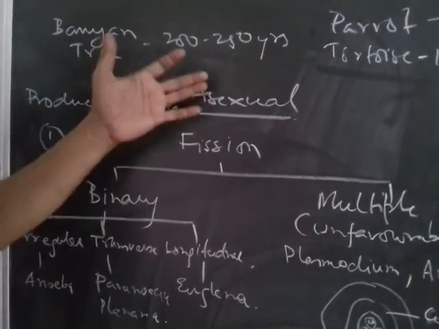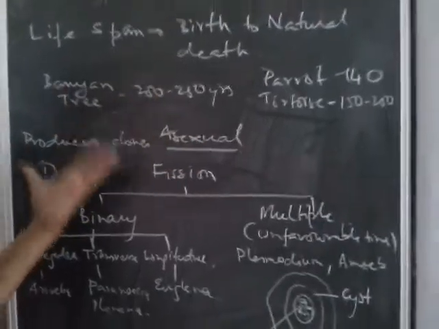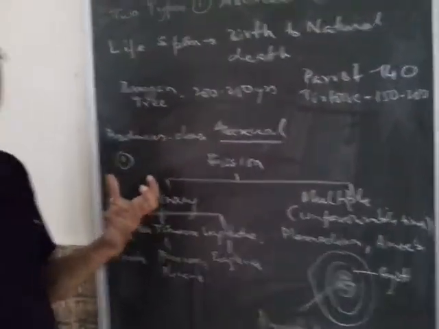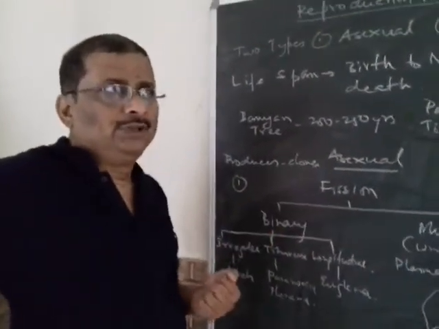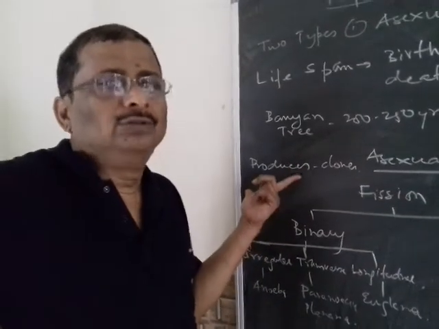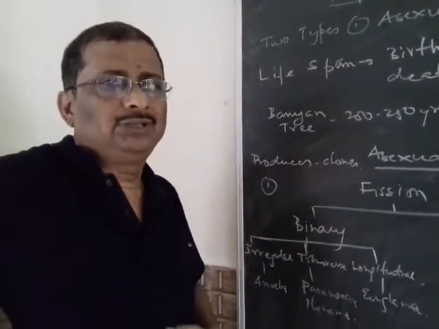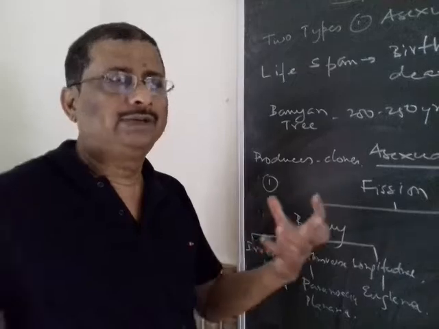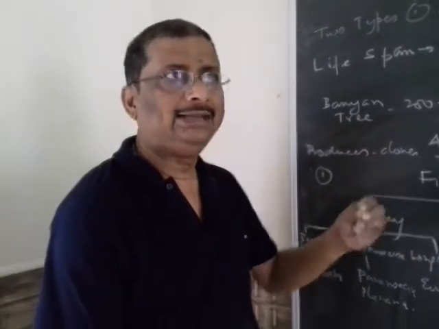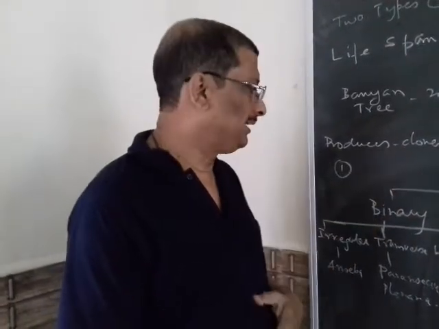Now, in asexual reproduction, what do they produce? As I told you, they are genetically identical to the parents. So naturally, they are producing clones. When we reproduce through asexual reproduction, we are producing a clone of an individual. They will be genetically alike to the parent from which they are derived.